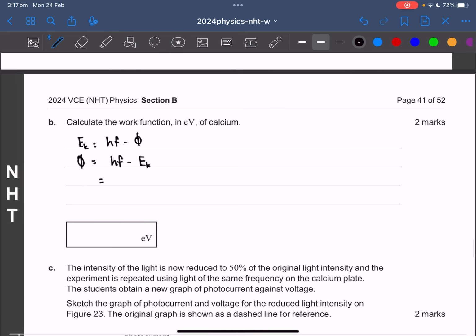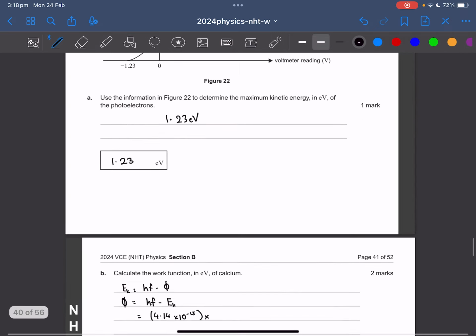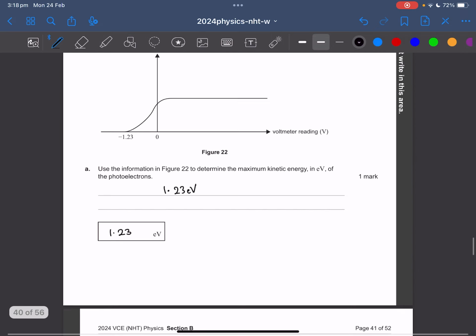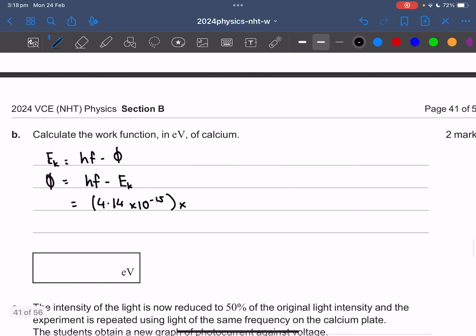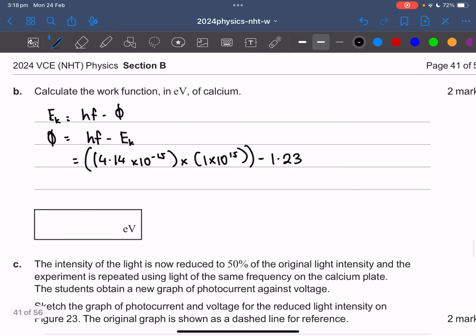So our h here is going to be 4.14 times 10 to the negative 15, because we have to calculate it in eV. So 4.14 times 10 to the minus 15 eV times the frequency, which was 1 times 10 to the power of 15. And then take away, let me put that in the bracket, take away EK, which is 1.23, I believe.